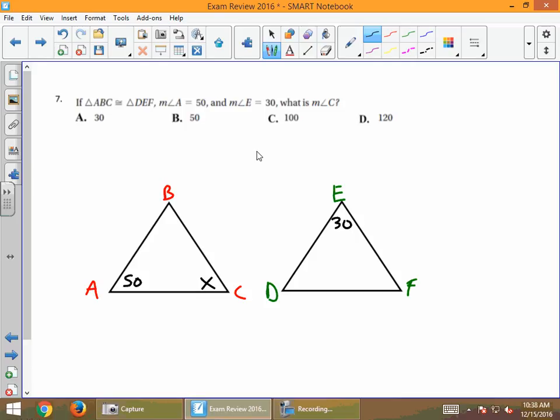How'd you know B's 30? They're exactly the same. Since B and E match up with one another, exactly right, that is also 30 degrees. These are all degrees as well. That is 30 degrees.